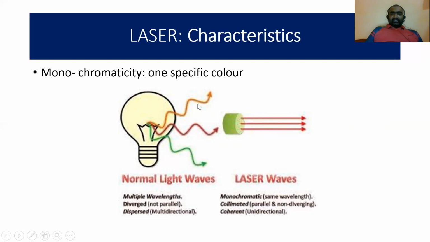Here you can see yellow light, red light, and green light from an ordinary source of light. If you concentrate on this figure, it is a laser. So the laser is emitting only red colored radiation. So it is monochromacity.